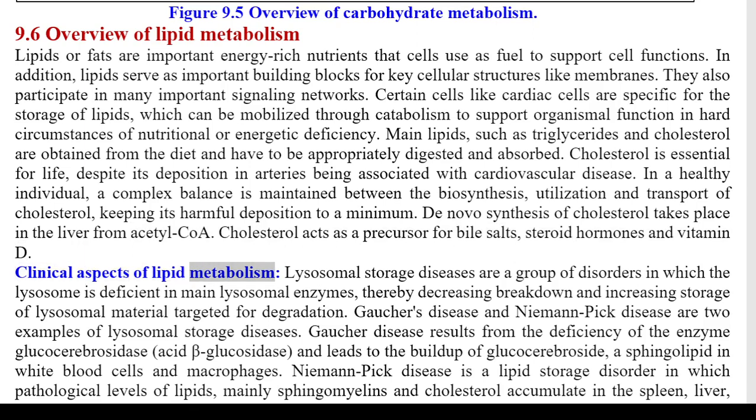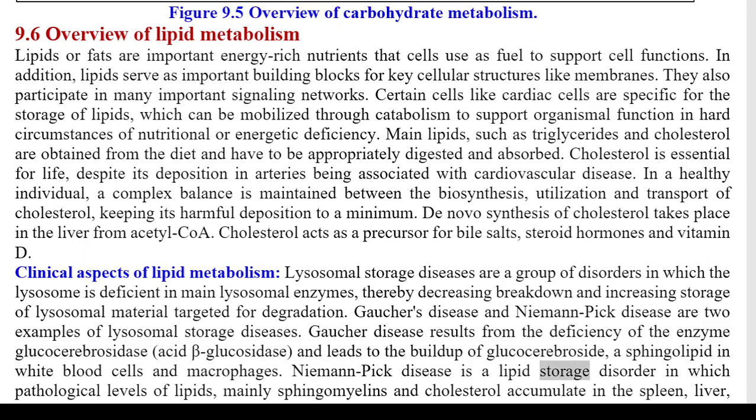Clinical aspects of lipid metabolism. Lysosomal storage diseases are a group of disorders in which the lysosome is deficient in main lysosomal enzymes, thereby decreasing breakdown and increasing storage of lysosomal material targeted for degradation. Gaucher's disease and Niemann-Pick disease are two examples of lysosomal storage diseases. Gaucher disease results from the deficiency of the enzyme glucocerebrosidase, acid beta-glucosidase, and leads to the buildup of glucocerebroside, a sphingolipid in white blood cells and macrophages.